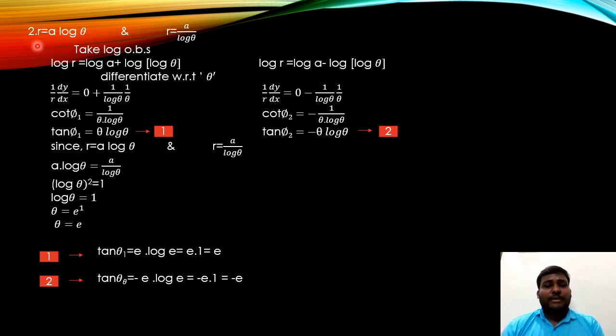Since we consider the equations given by the question, r and r are common, so we equalize them: a log θ = a/log θ. We cancel a and a in the equation, and cross multiply log θ towards the RHS, so we get (log θ)² = 1. Sending the square to the other side, the root of 1 is 1. By this, log θ = 1, and log_e θ = 1.